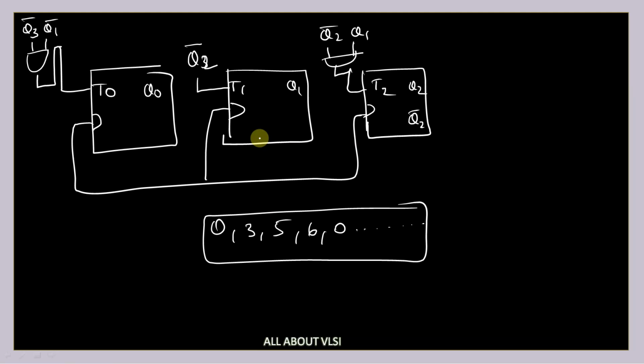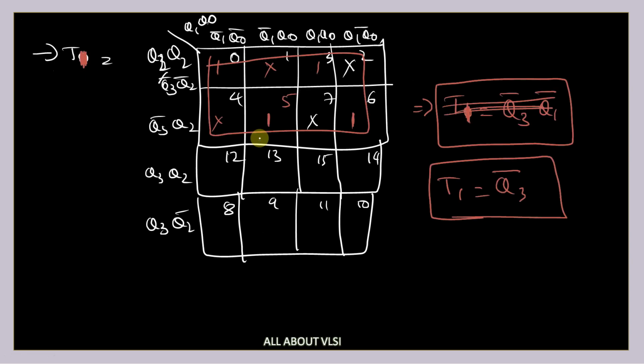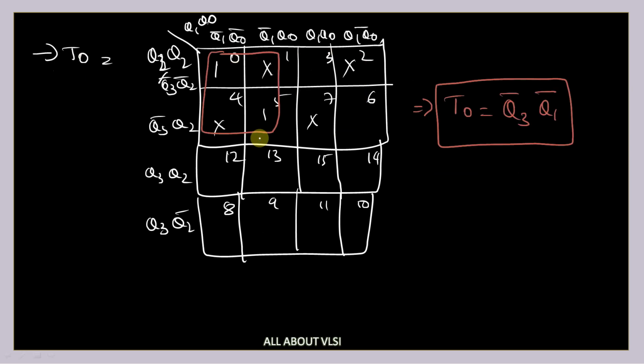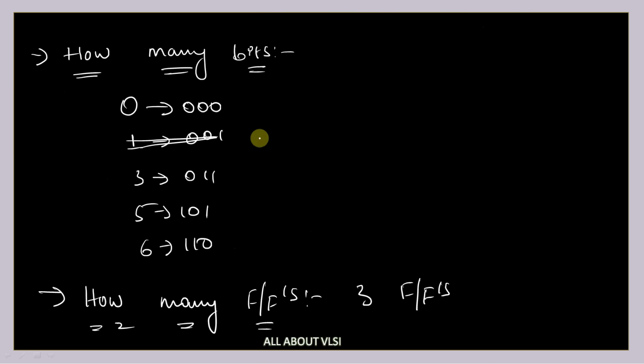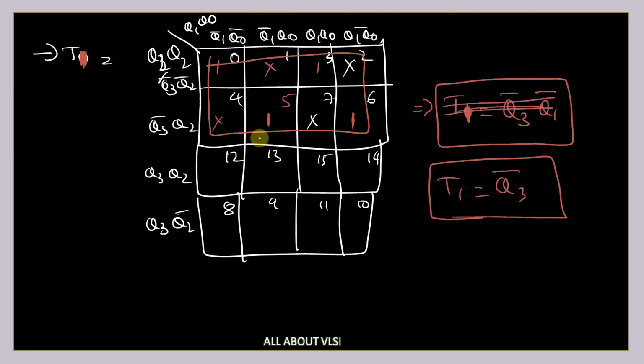You can also check whether this is a self-correcting circuit or not by the same method. You can substitute the values here and check: if it is in an invalid state and does not come to a valid state, then you can conclude that it is not a self-correcting circuit. If it comes to a valid state, then it is a self-correcting circuit, by the method I showed you in the previous slides.